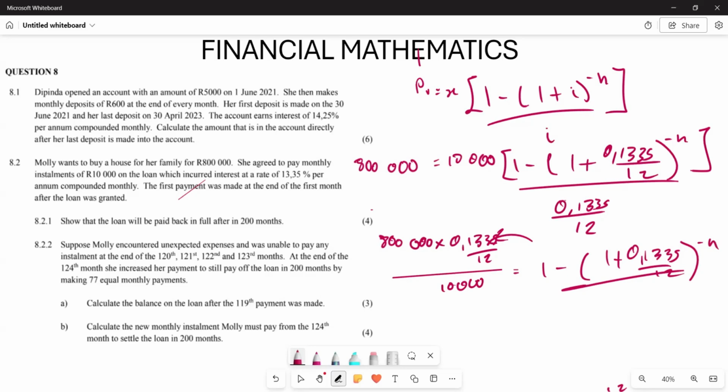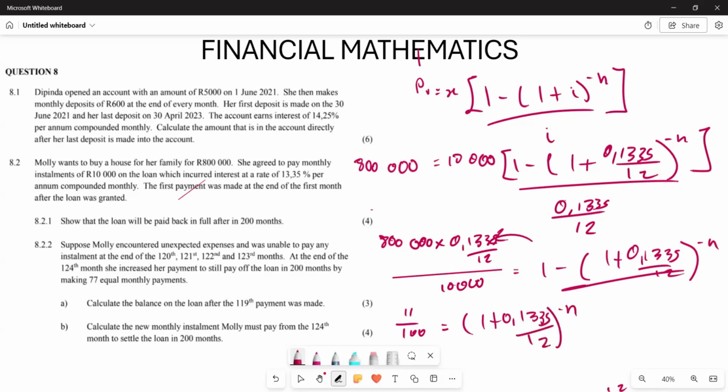Let's see. When you plug all of this into your calculator, it is 800,000 multiplied by 0.1335 over 12, divided by 10,000. Now, this is going to be the same as 11 over 100. So 11 over 100 is equal to your 1 plus 0.1335 over 12 to the power of negative n.